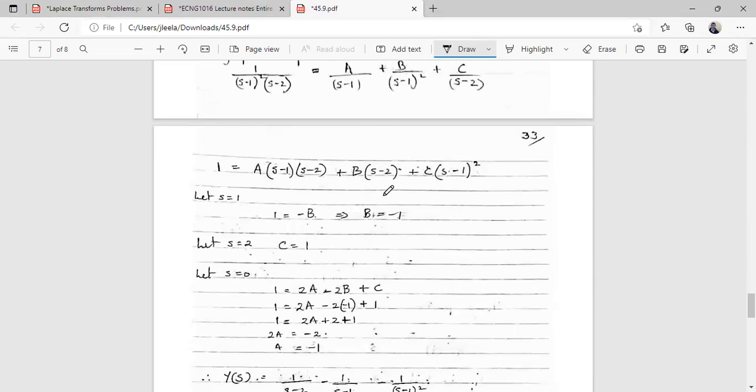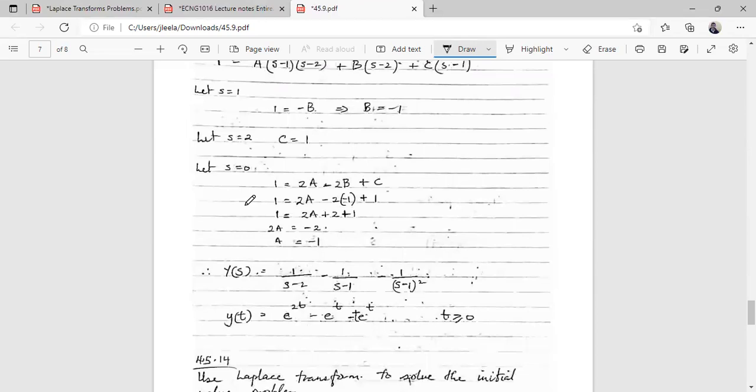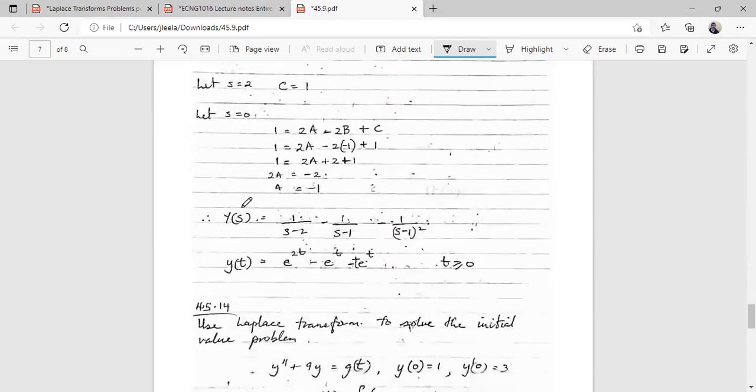And the rest here is just straightforward solving for a, b, and c. So for a, you get minus 1, for b, you get minus 1, and for c, you get 1. So the Laplace inverse of 1 over s minus 2 is e to the 2t, minus 1 over s minus 1. The Laplace inverse of that is e to the t.